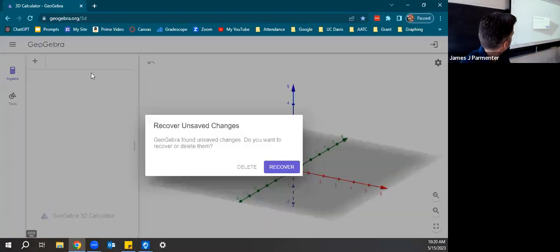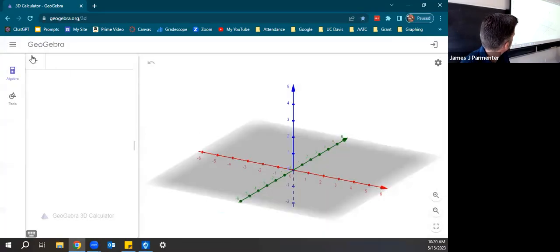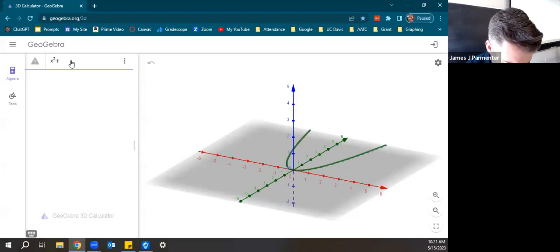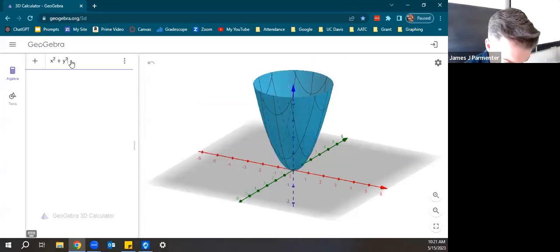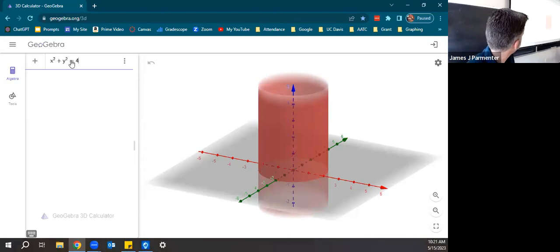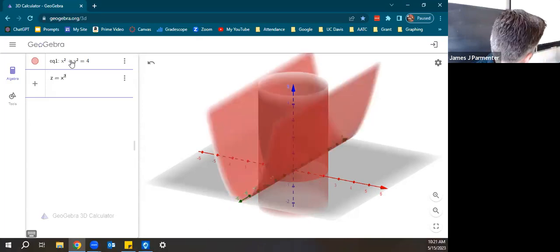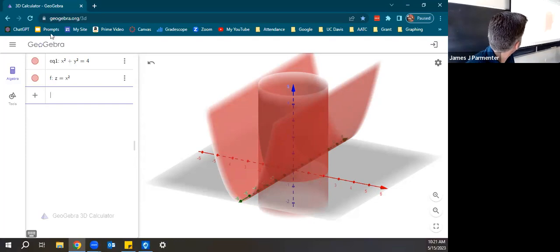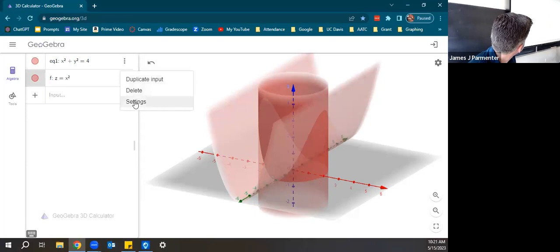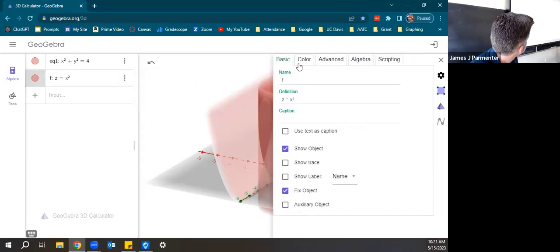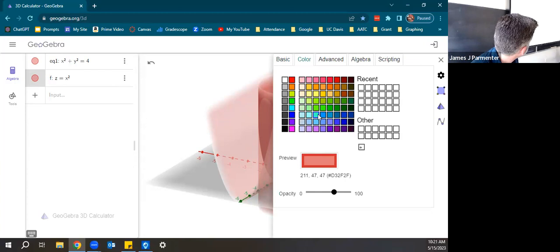So if we draw these things, let's see, we've got x squared plus y squared equal to 4. Great, cylinder. And then we also have z equal to x squared. Why would you make them the same color? Not my favorite choice there. Get a different color, please. Great, perfect, awesome. Okay, great.